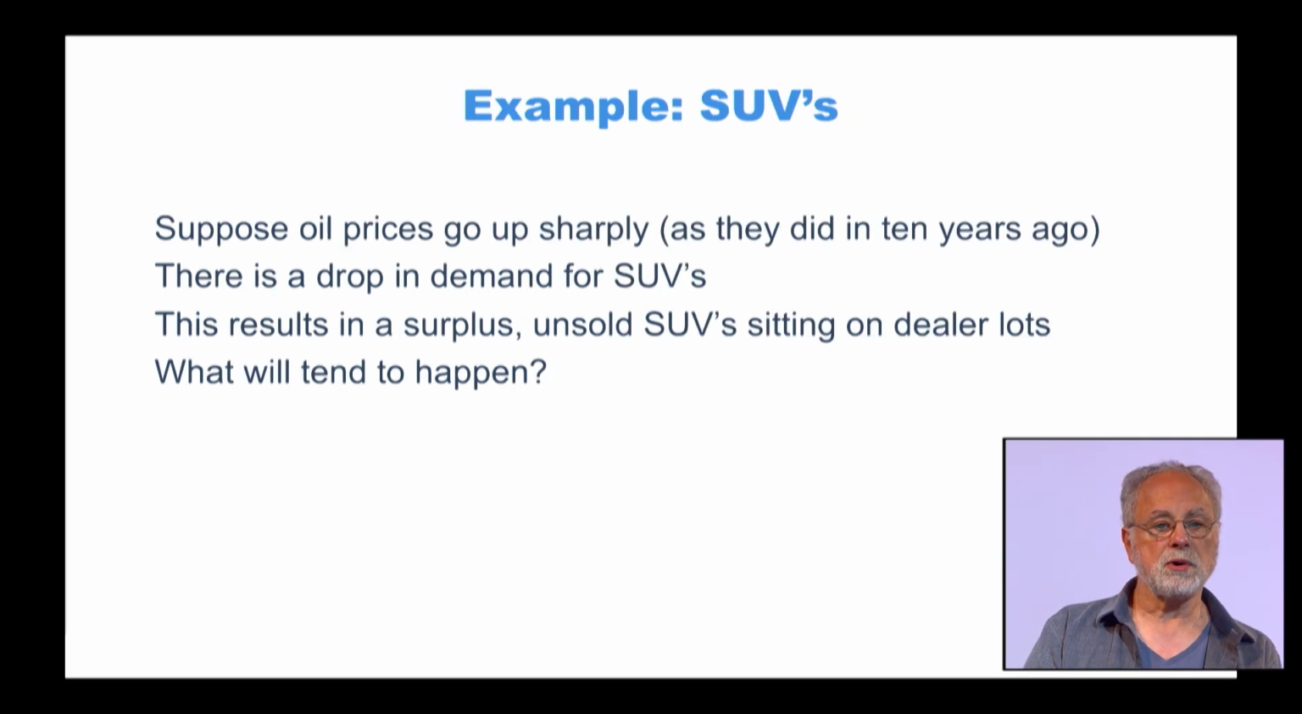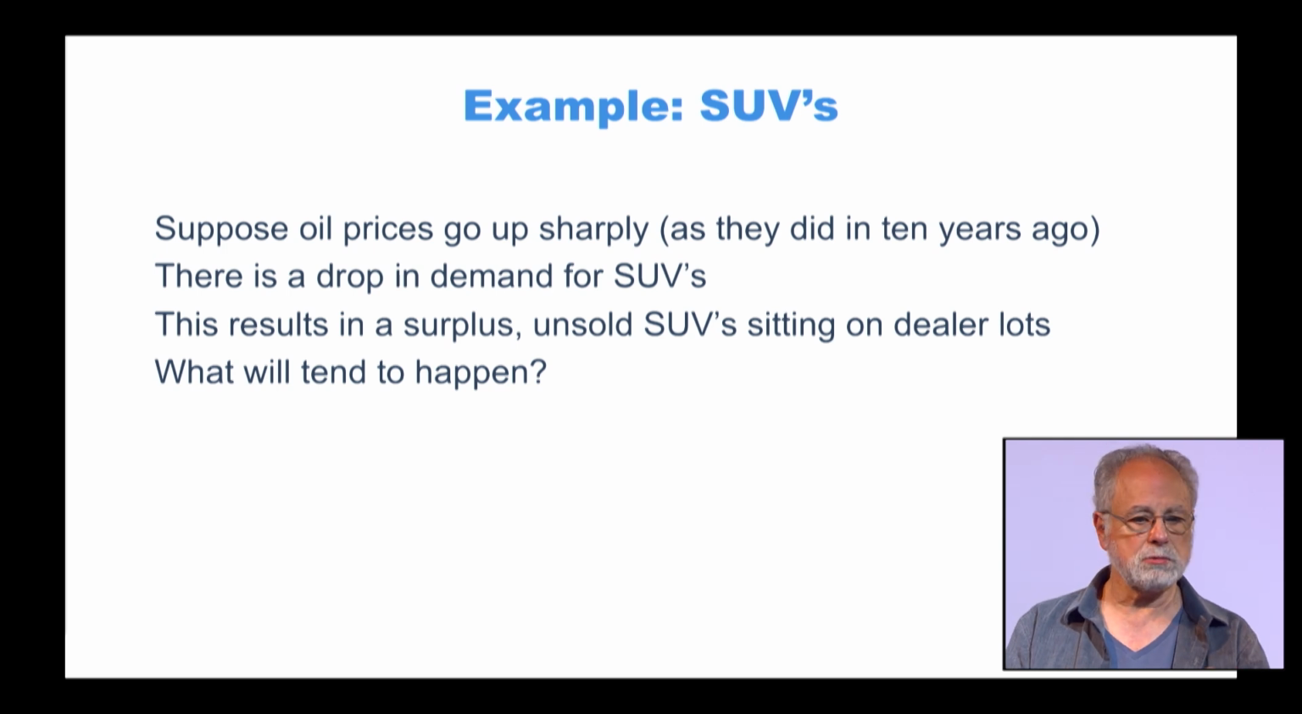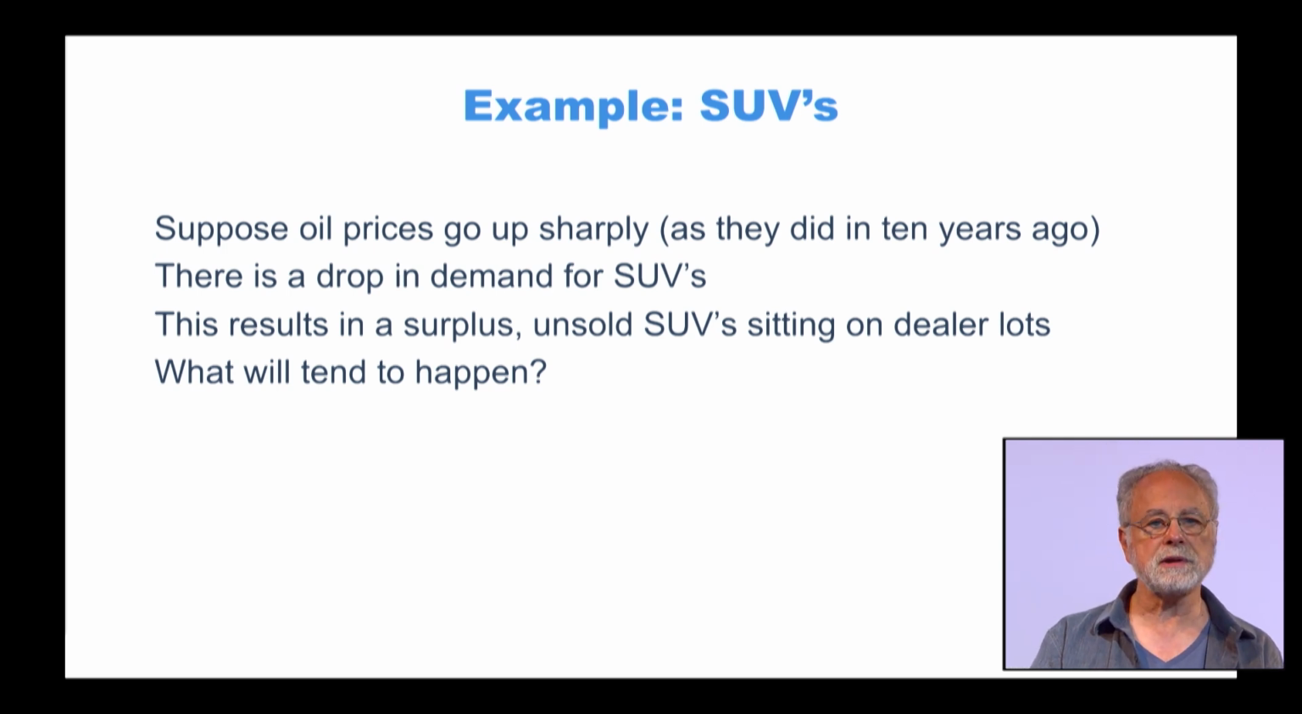So here's an example. Consider SUVs. These are larger cars which typically have lower gas mileage than others. One of the things that happened a decade ago when we had the economic crisis is that initially oil prices shot way up to the highest level they had ever been. Just almost overnight, oil prices went up dramatically. Because oil prices went up, there was a big decline in demand for SUVs. And the result was a surplus on the market. It actually drove General Motors into bankruptcy temporarily.